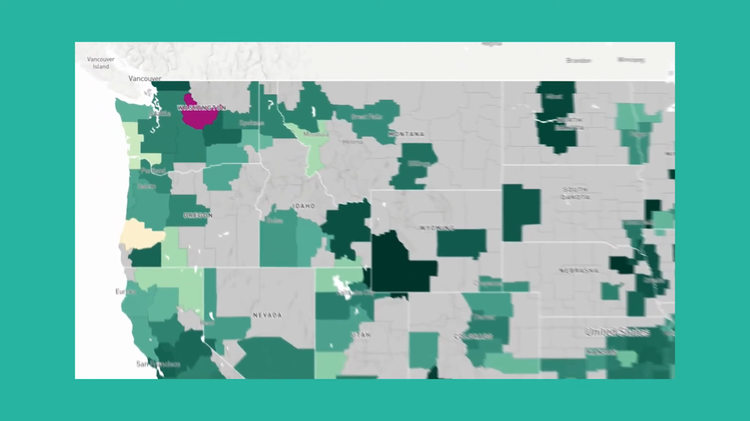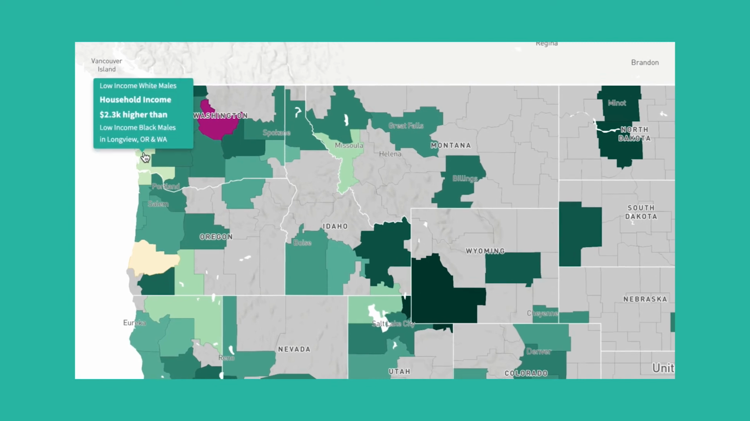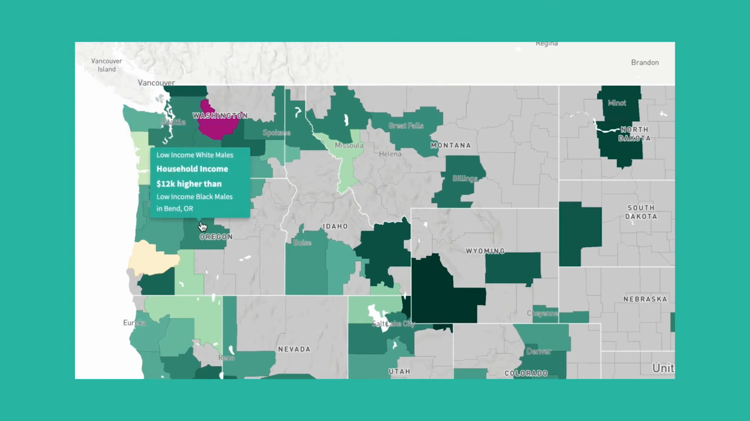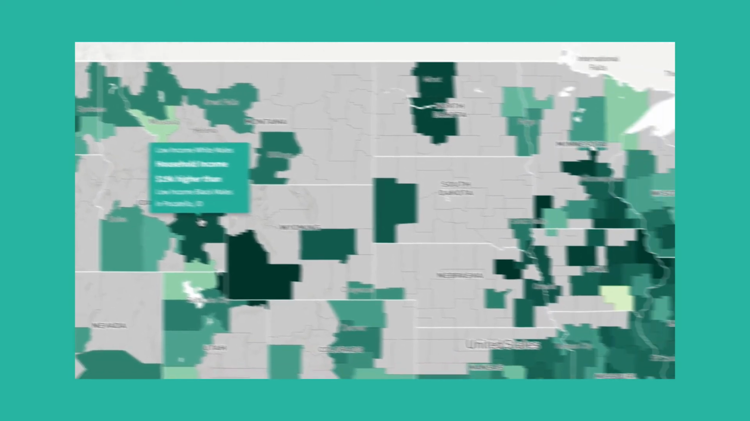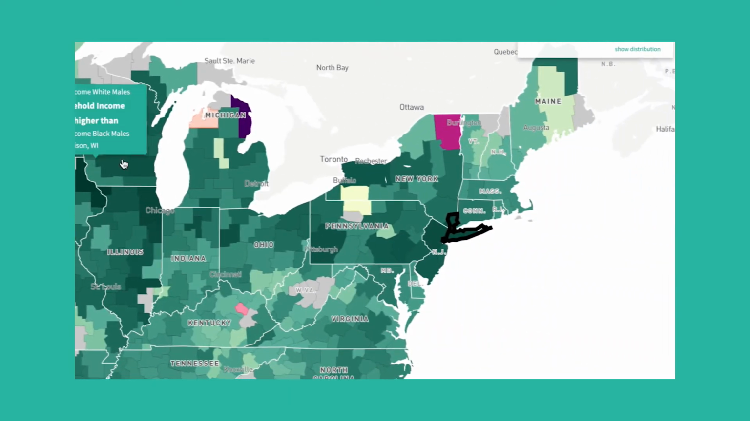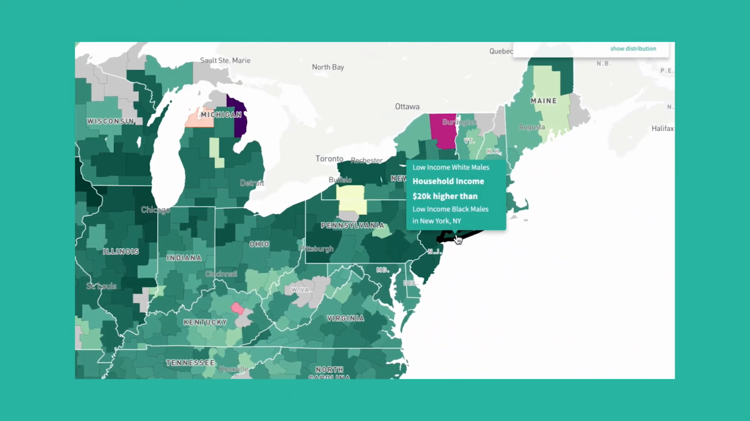If you hover over a particular area, the pop-up will explain the size and direction of the difference. The darker each color, the greater the disparity between the two. So areas that are shaded a very dark green, such as New York, show that low-income white males make up to $20,000 more in adulthood than their black peers.